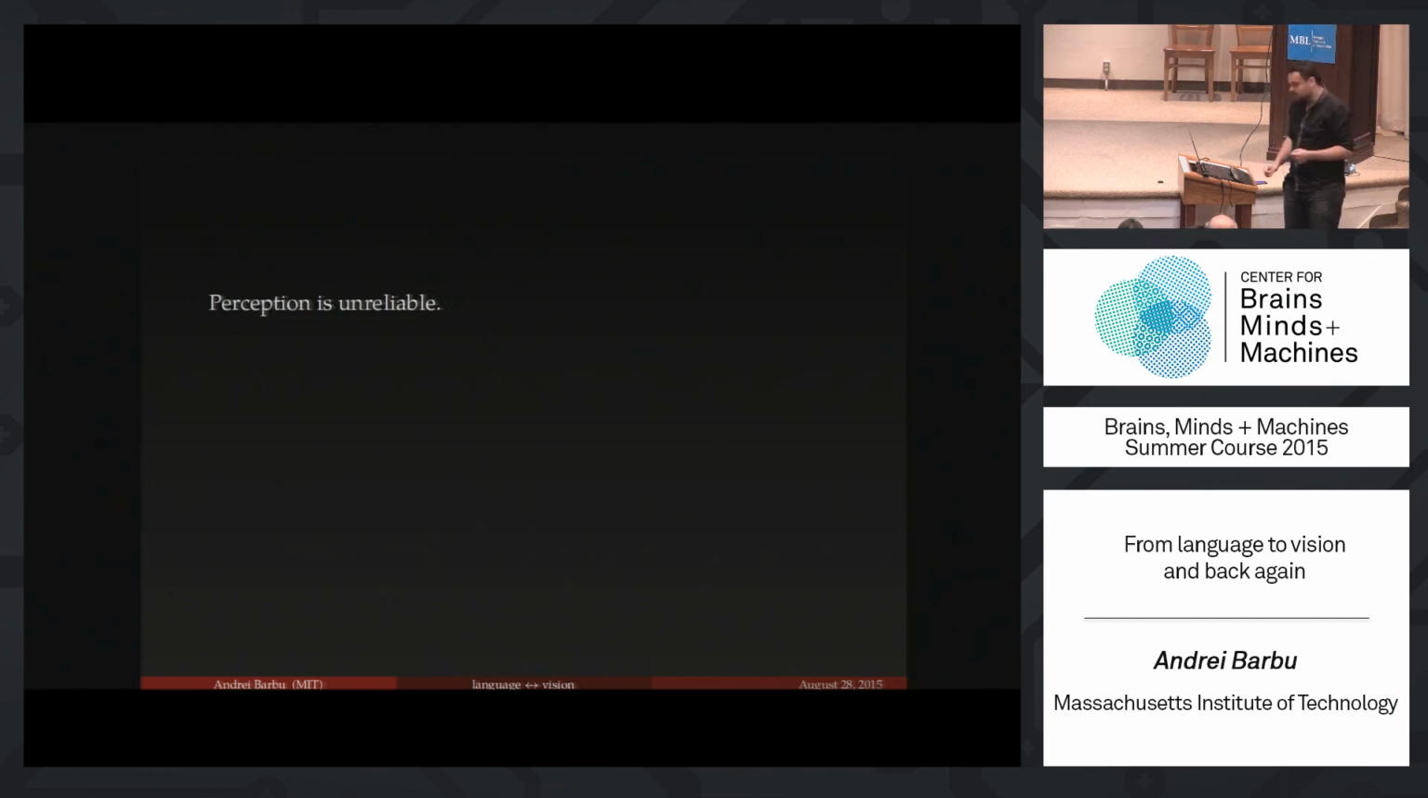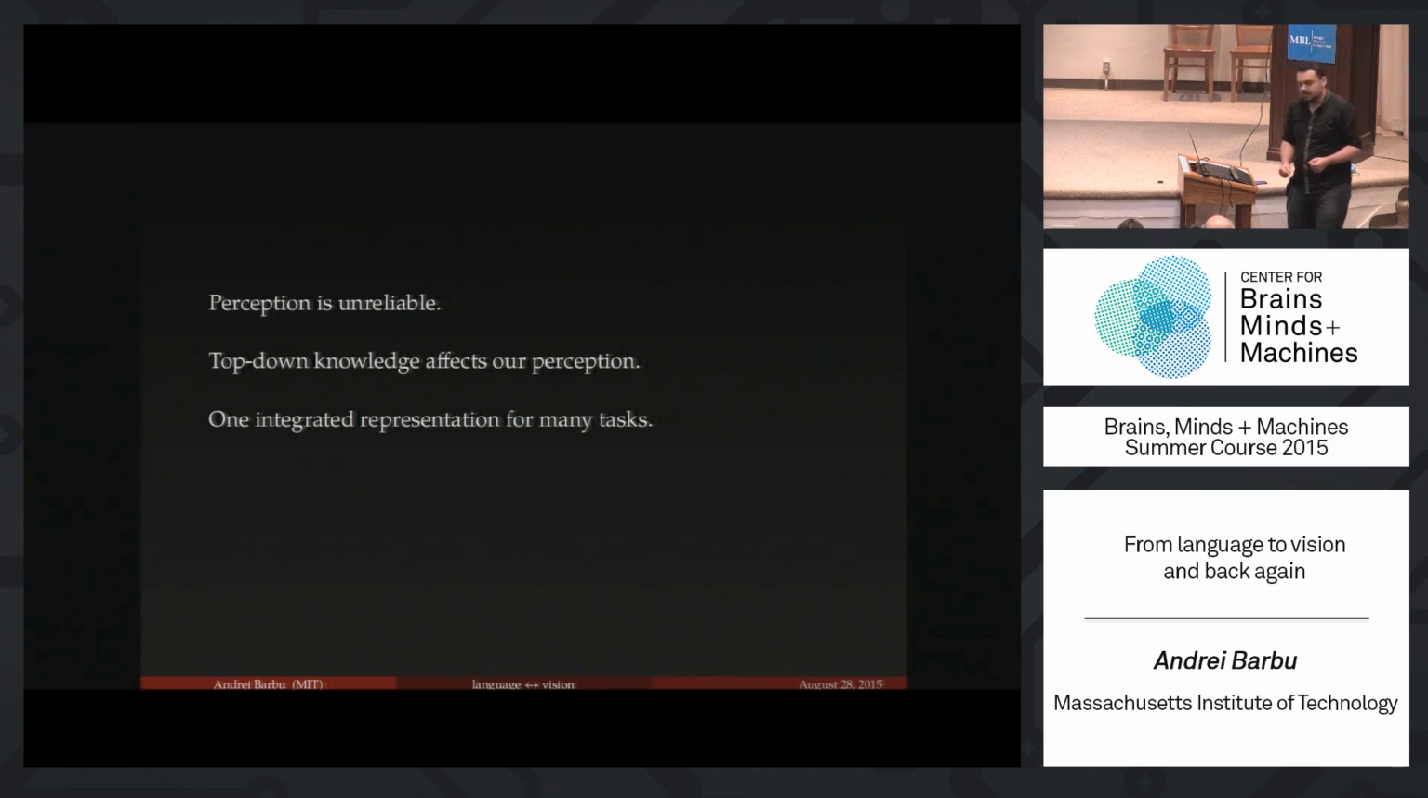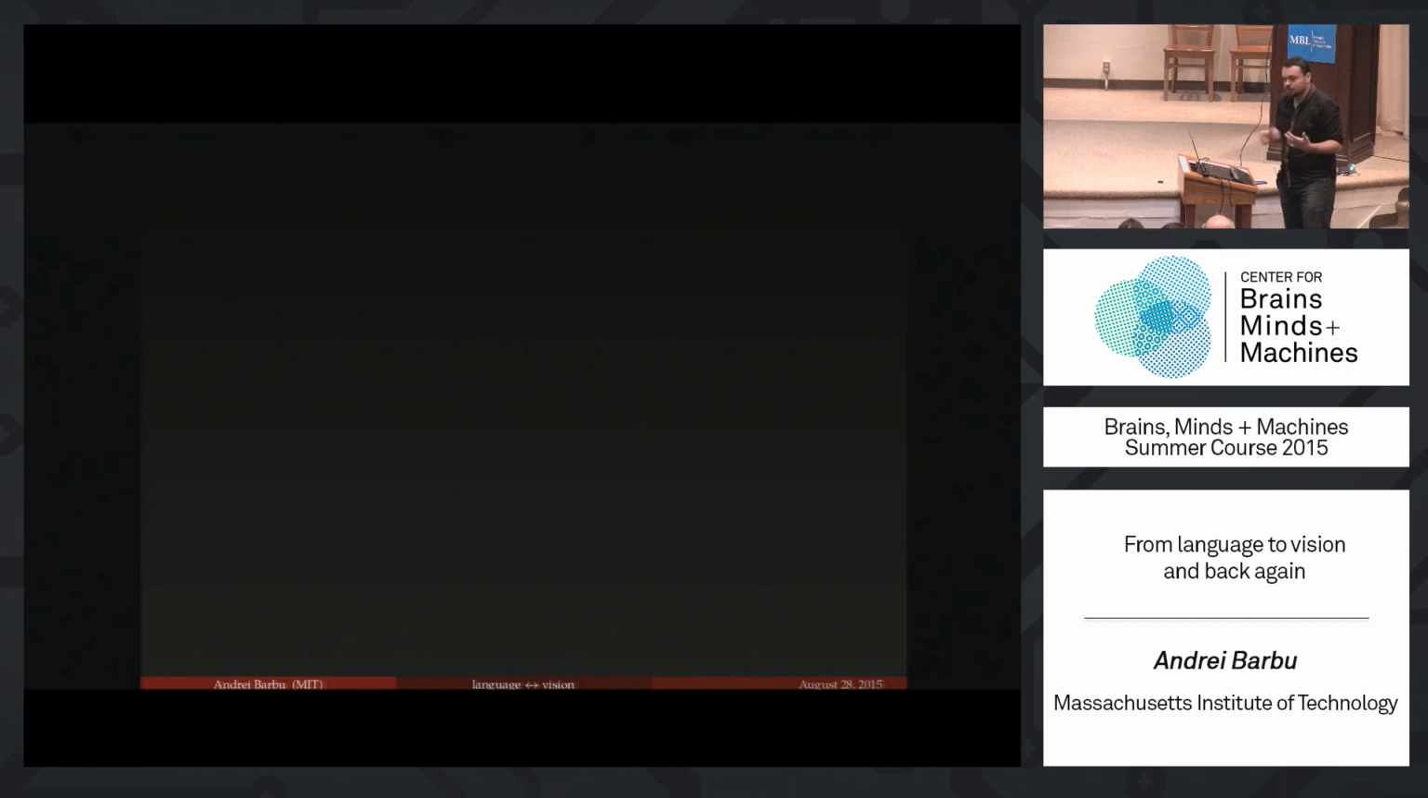So we've seen that perception is very unreliable. That top-down knowledge really affects your perception. And what you're going to see in a moment is that one integrated representation can be used for many tasks. The advantage of these feedbacks goes beyond just better vision. It lets you solve a lot of different problems that look very distinct, but actually turn out to be very similar. So one problem is recognition.